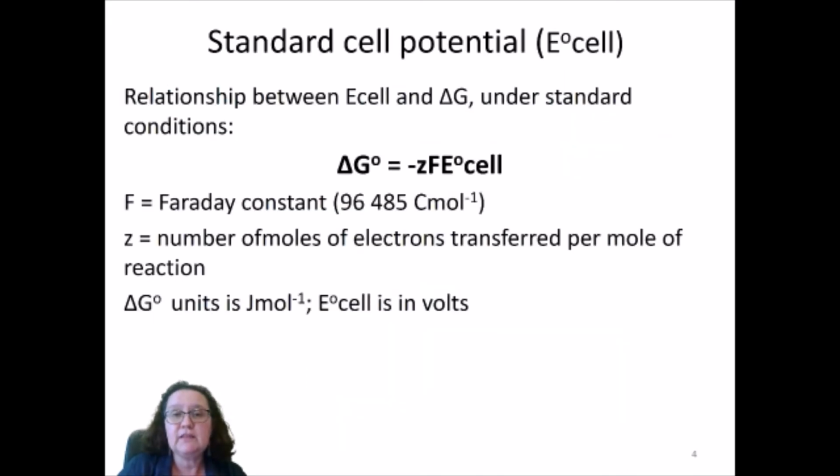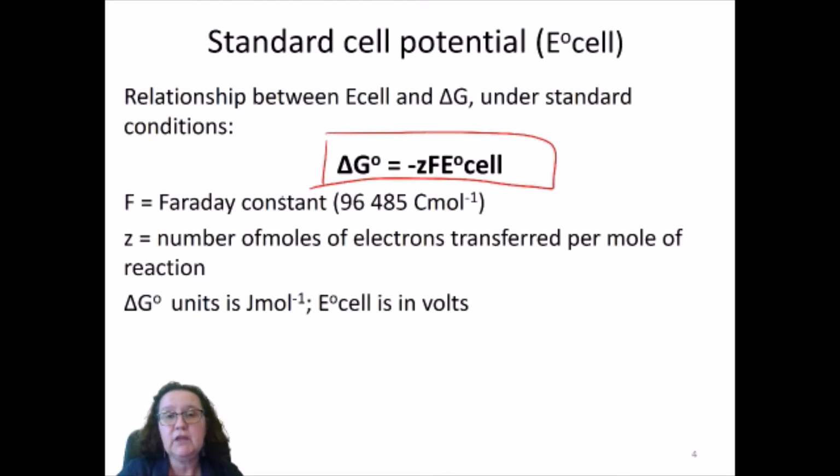We talk about the standard cell potentials, E° cell. And there is a relationship between the standard cell potential and delta G, the free energy. And this is the relationship. Delta G, the change in free energy, is minus z, which is the number of moles of electrons transferred per mole of reaction, so the number of electrons exchanged, times F, which is Faraday's constant, times the electrode potential of the cell. The electrode potential of the cell is given in volts, and the units of delta G are joules per mole.